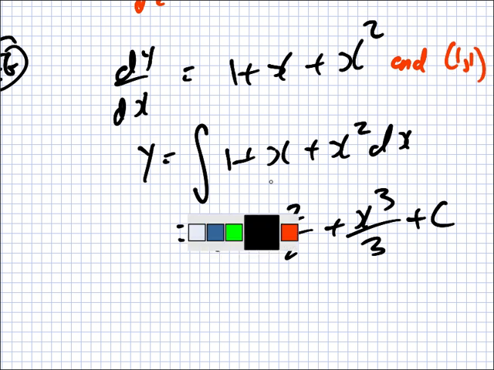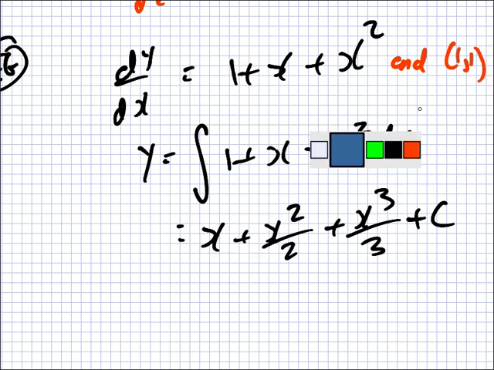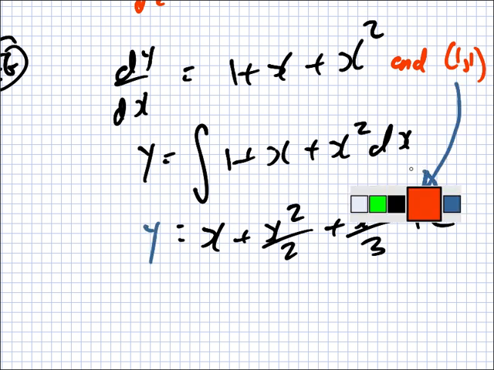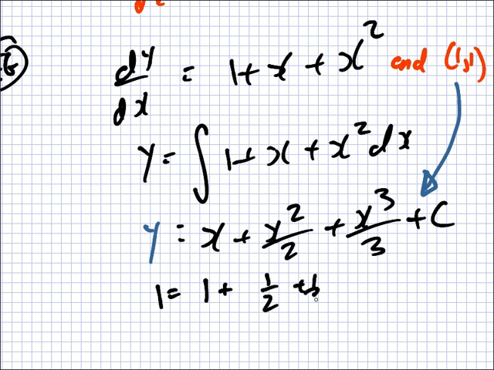What do you think we do, Ben? Yeah, we can put this in here to figure out what the c is. So that's equal to 1, 1, one plus a half plus a third plus c. So cancel, cancel. c is minus 5 over 6.